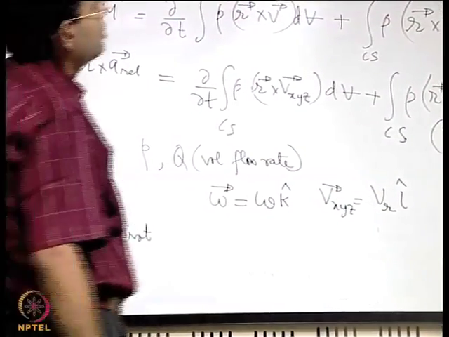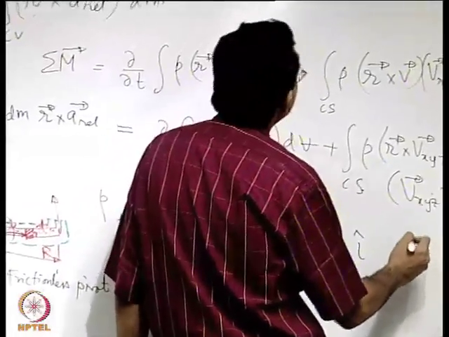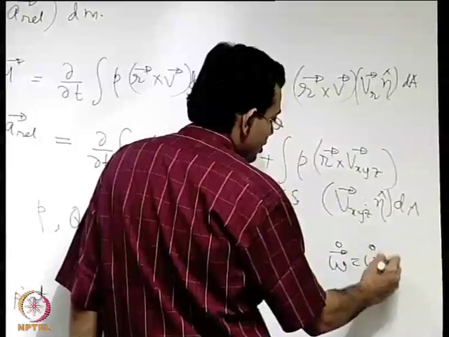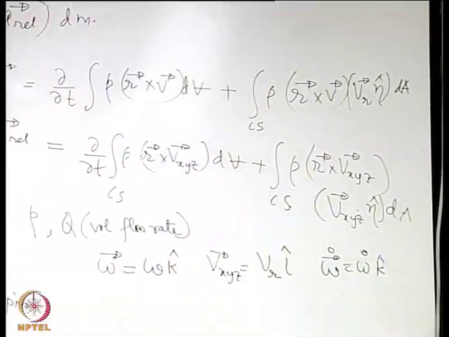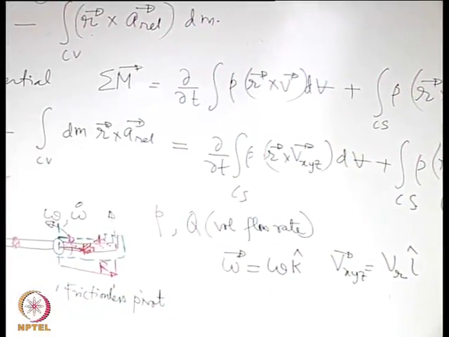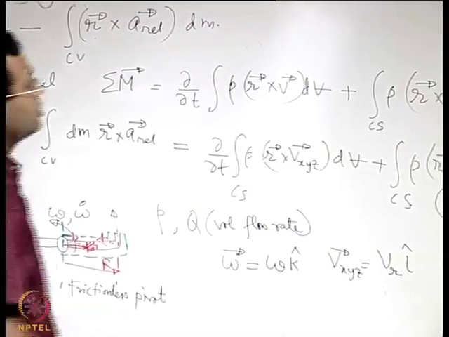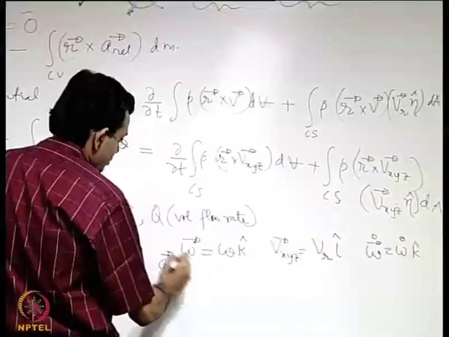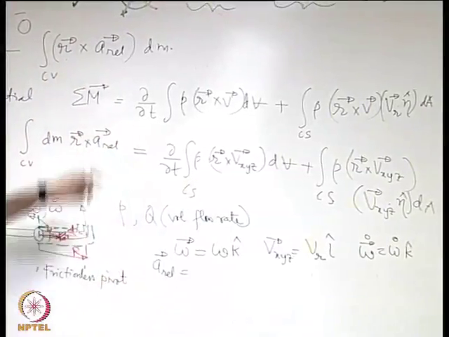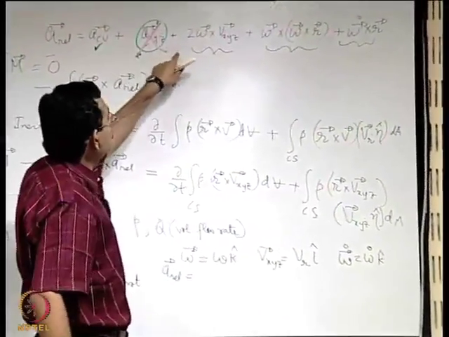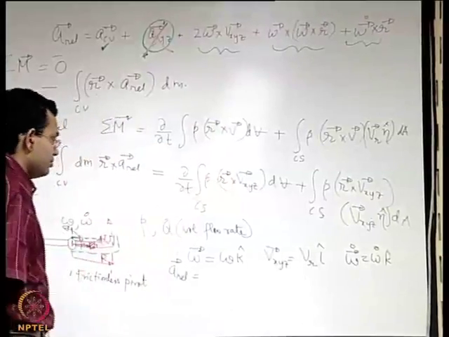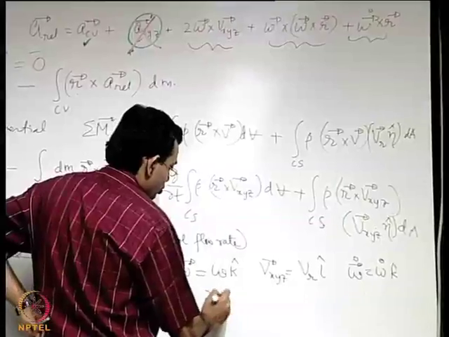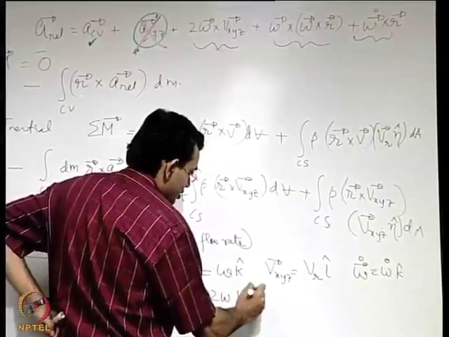Then omega dot, that is the only other thing remaining. Let us say that is omega dot k, with omega dot also having a positive sense like that. So a relative. First, 2 omega cross v small xyz. So these two cross product, 2 omega v r j.